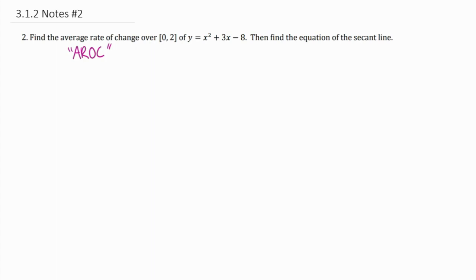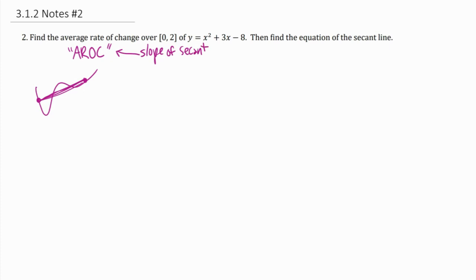Okay, so if I have a function, say it looks like this, and I want to find the average rate of change between this point and this point. Rate of change just means slope. So in order to find the average slope, we just connect those 2 points with a line, and that line is called the secant line. So when we say average rate of change, what that means is finding the slope of the secant line.